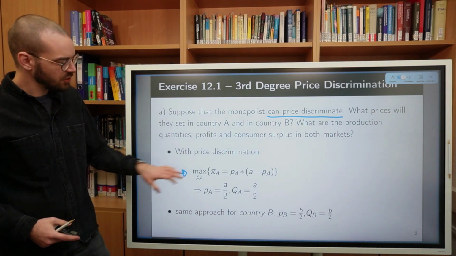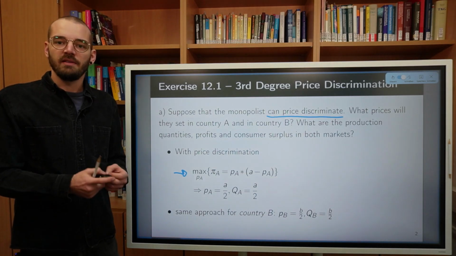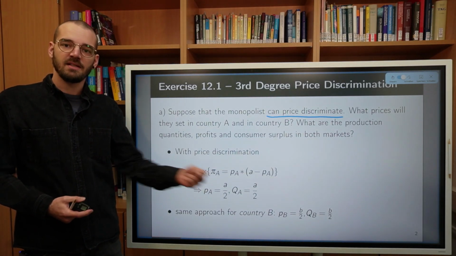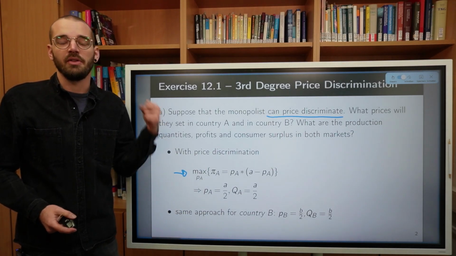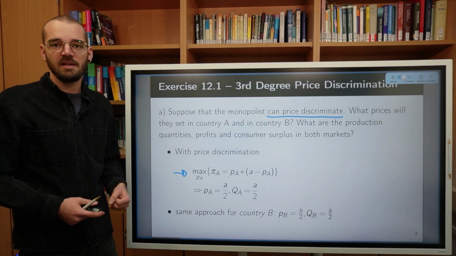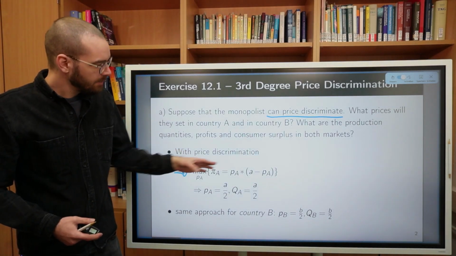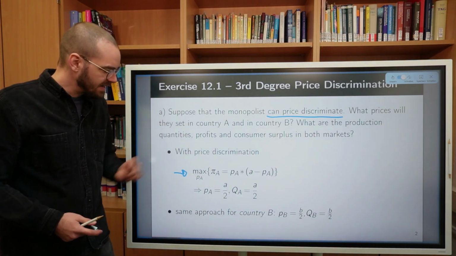Based on this profit function, we then maximize profits with respect to the strategic parameter of the monopolist. And of course, it's up to you to decide whether you want to maximize over the quantity or the price. It's equivalent in this monopolistic scenario. We, as you can see, decided to maximize over the price in the market.